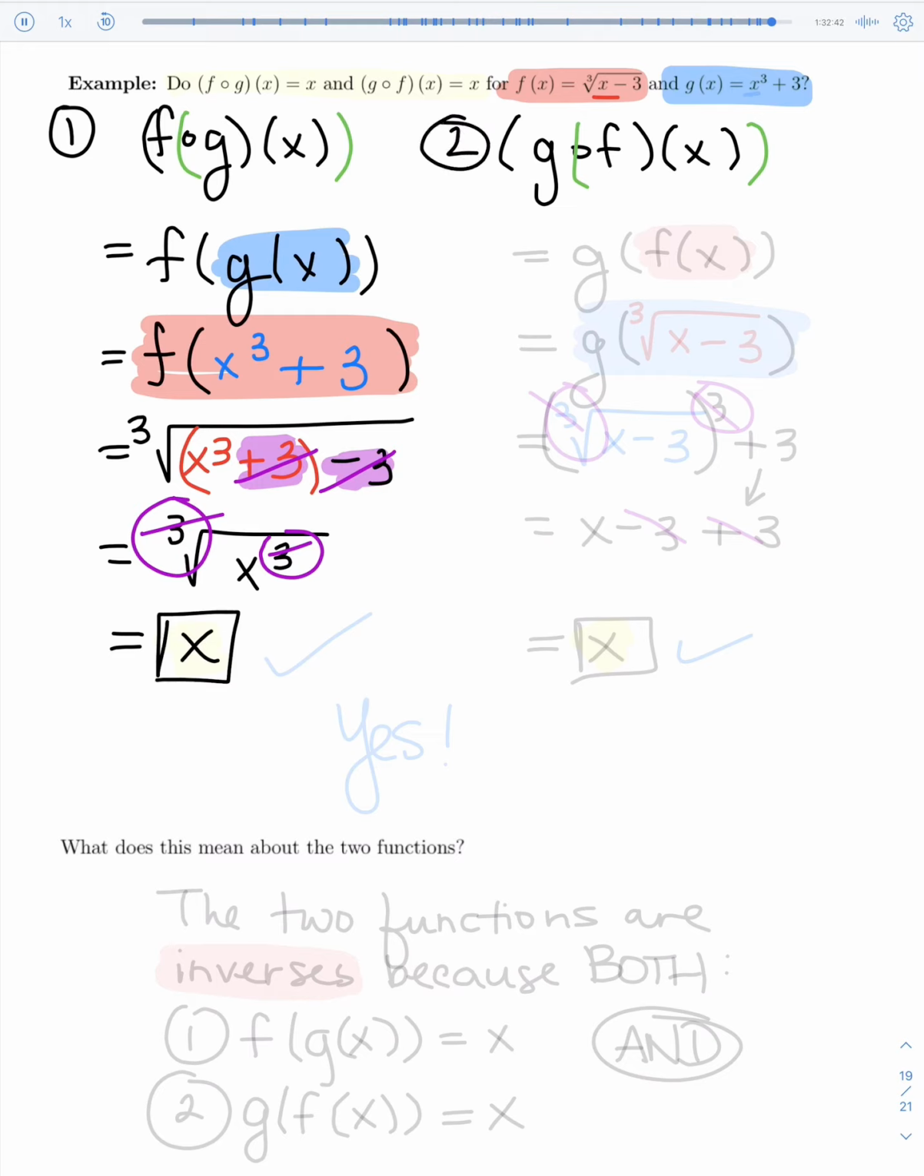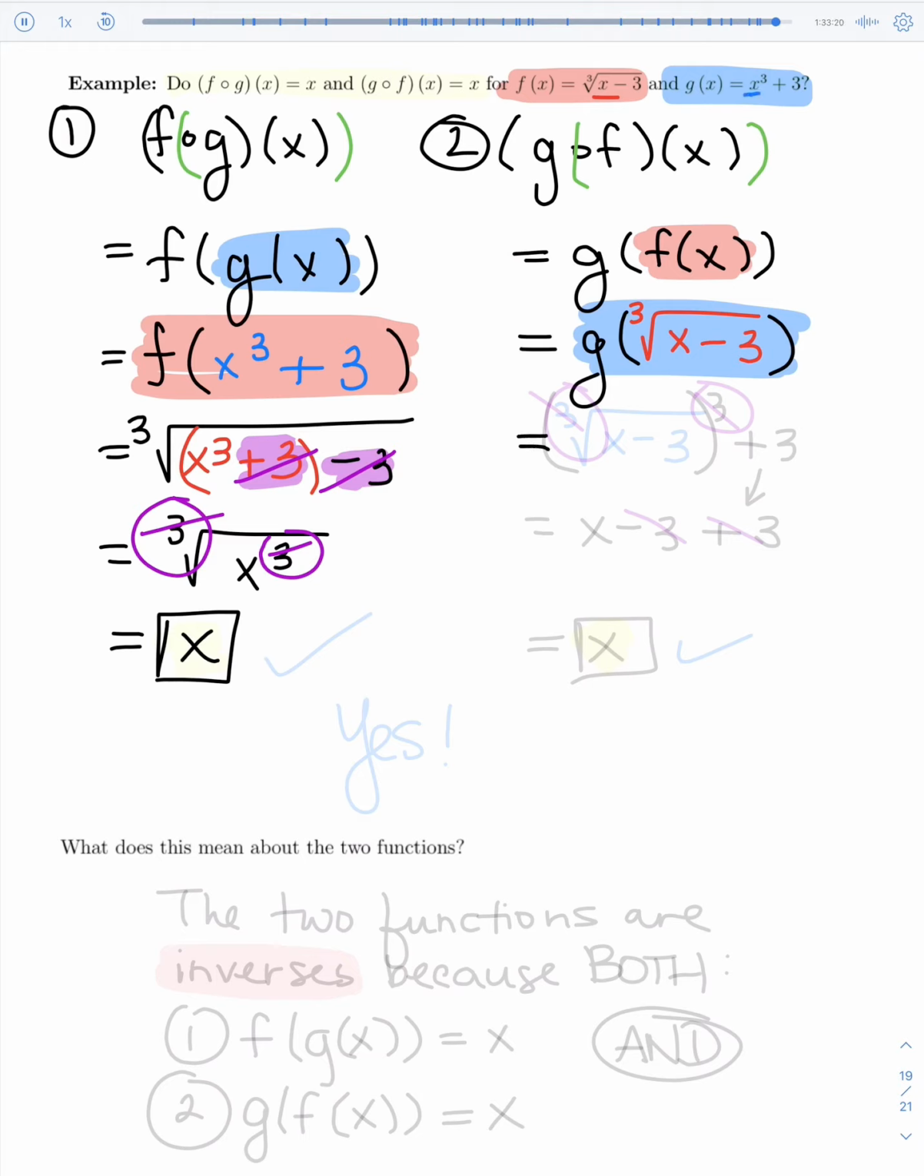Now let's see what's going on in the other one. In the other one, we've got g of f of x, and we'll start out with the f of x this time, and replace that first, leaving the g by itself also. So the f of x is the cube root of x minus 3, and now in this one, what they want us to do is to take this inside part, the cube root of x minus 3, and plug it into g now wherever there's an x. So let's go ahead and do that.